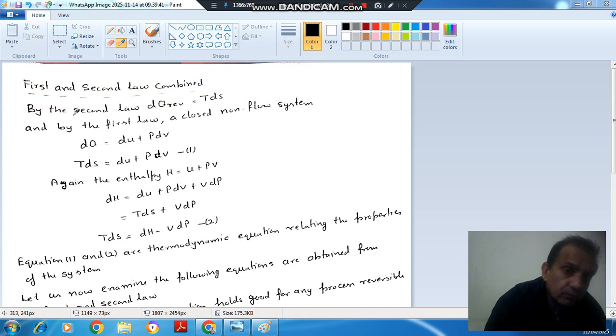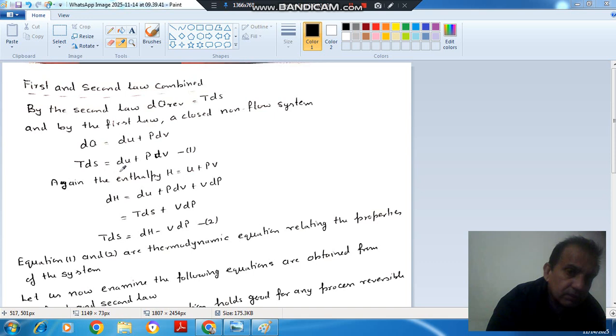From the entropy relation, or from the second law, we derive that dQ reversible is equal to TdS. And from the first law, for a non-flow or closed system, dQ is equal to dU plus PdV. So we can put dQ here as TdS for a reversible cycle. So it will be TdS is equal to dU plus PdV. This is equation number 1.